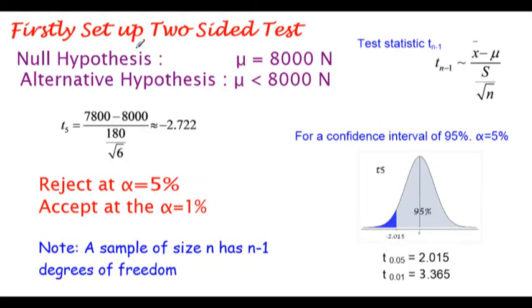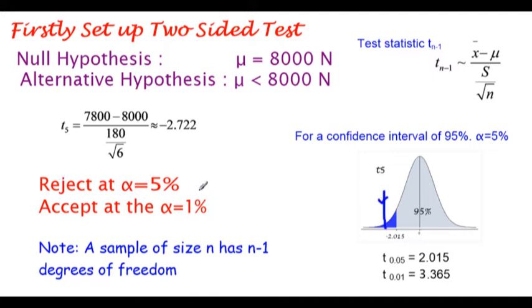Well, let's set up a test. Null hypothesis: the mean is 8,000 newtons, and it's a one-sided test, where we're going to see if it is less than 8,000. When we plug it in, you can see 7,800 minus 8,000 over 180 on the square root of 6. So we end up getting minus 2.722, which is down here somewhere, and which is a little bit improbable, if you like.